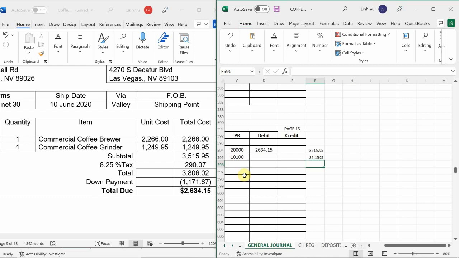So, how do we record this discount? Because we obviously know that we're not going to pay Hallie Bros $2,634.15, right? We're taking advantage of the discount. But how do we journalize this discount? Where are we going to take this out from?